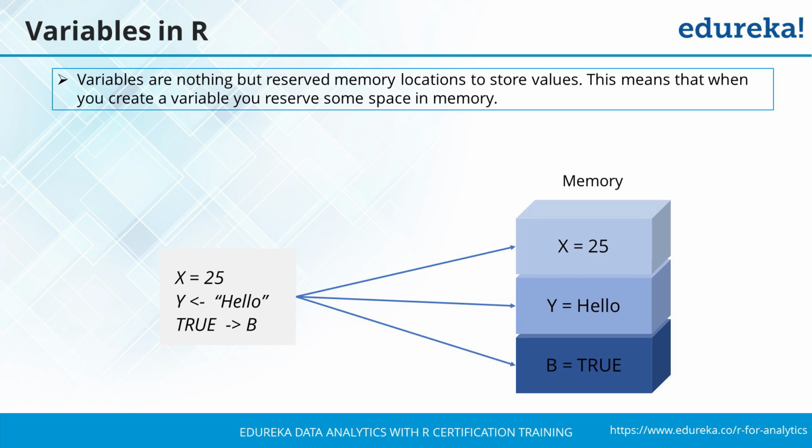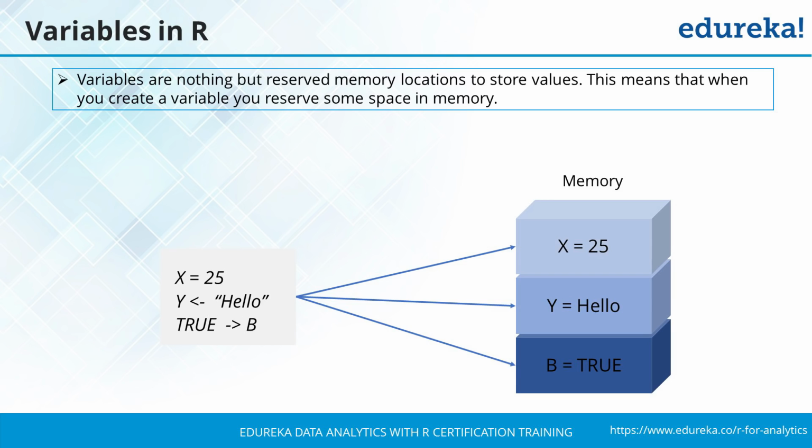Now there are three ways you can create a variable in R. If you look at the image here, I can directly write the variable name equal to the value, or the variable name, a less than symbol followed by a hyphen, and the value, or even the value, a hyphen followed by a greater than symbol, and the name of that variable. These are the three ways you can declare a variable in R, but all of them have the same meaning in the memory location.